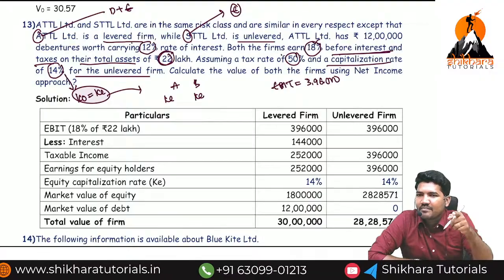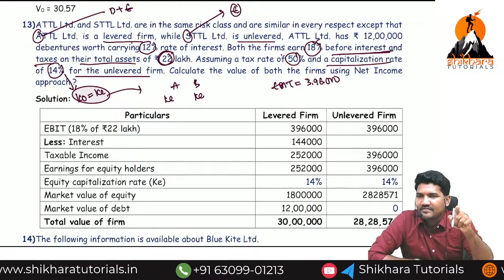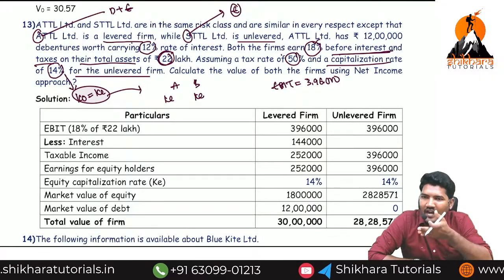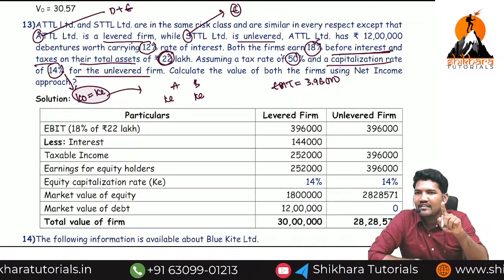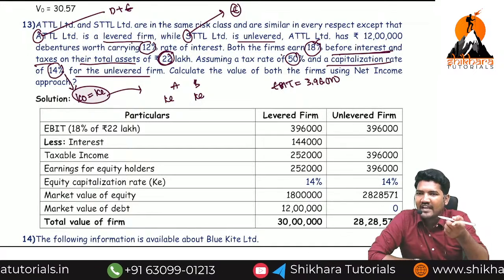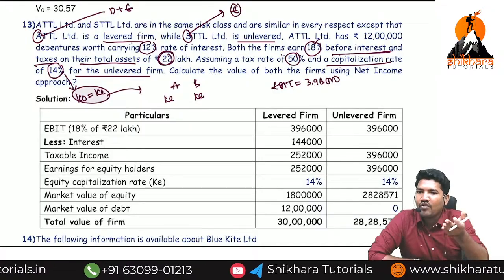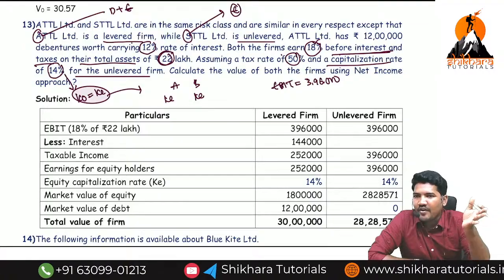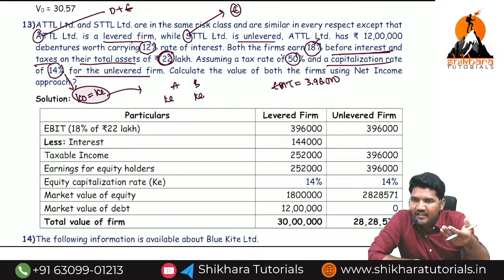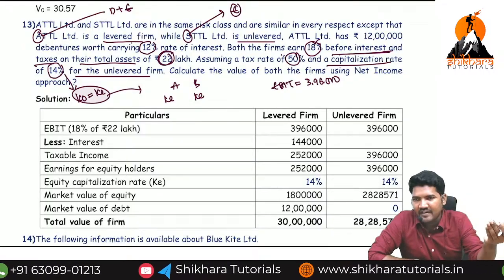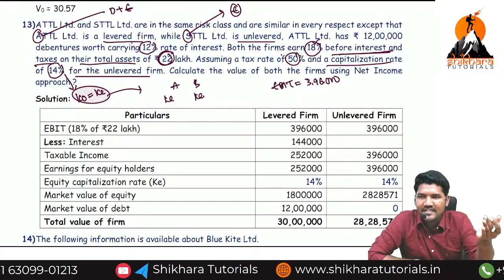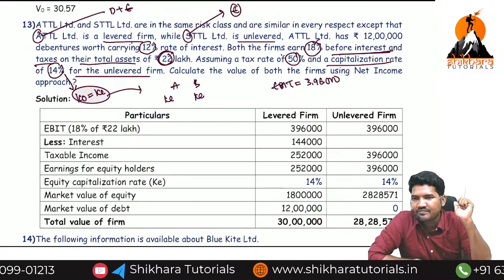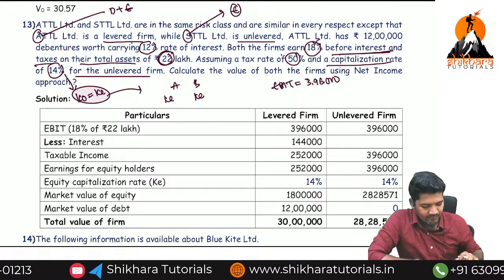Why is KO not the same? Weights. Guys, clear? When it comes to an unlevered firm, the weight is 1. 1 into KE, you will get the same answer. That's why KO and KE are both the same. But when it comes to the levered firm, A limited, the equity weight is different, the debt weight is different, KE is different, KD is different. That's why KO will change. Are you okay now? Done. Next.